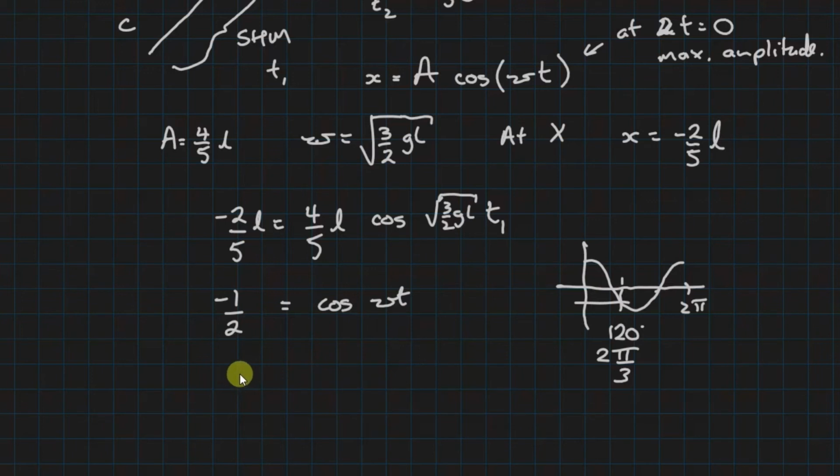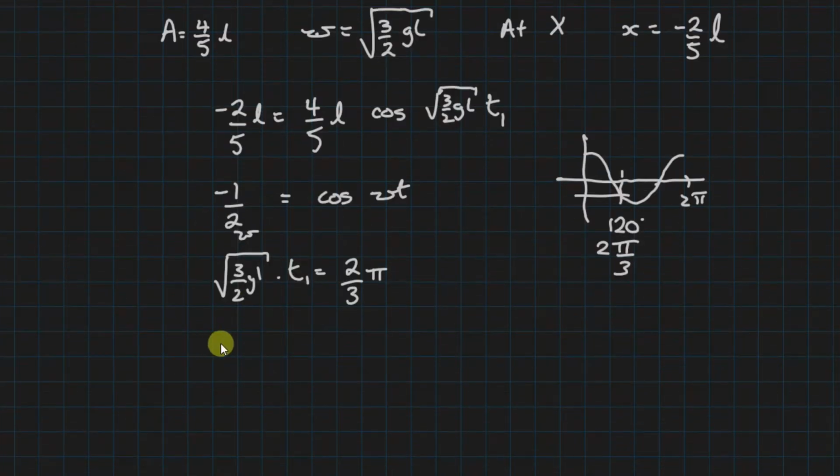So omega t, where omega is the square root of 3/2 g over L, equals 2/3 pi. And that's in period 1. That's my omega. Rearrange, and we get T1 equals 2/3 pi square root of 2/3 g on the bottom.